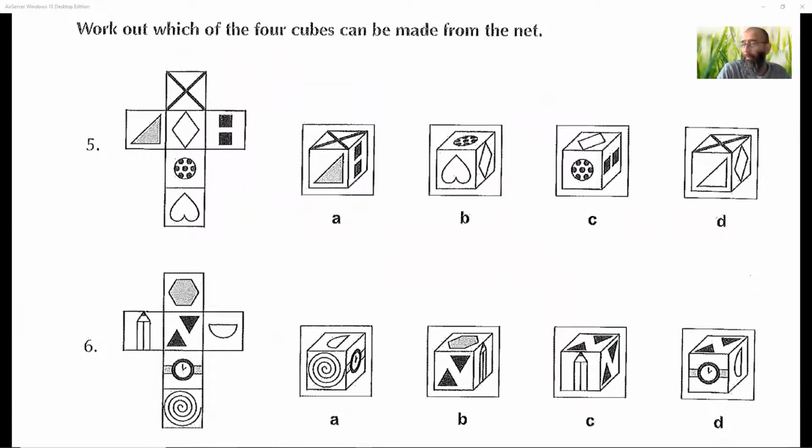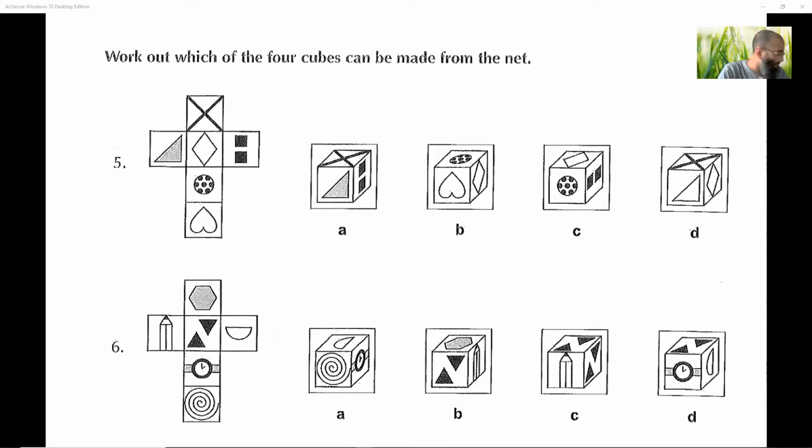Question number 5. Let's give Mama a go. Thank you for that so far, Sarah. And Mama, please, next one. A. Question number 5, you've gone straight for A. Okay, next, let's have Iman. Iman saying C.